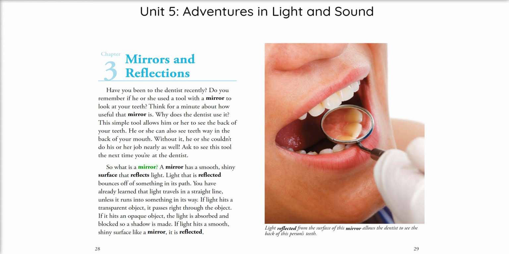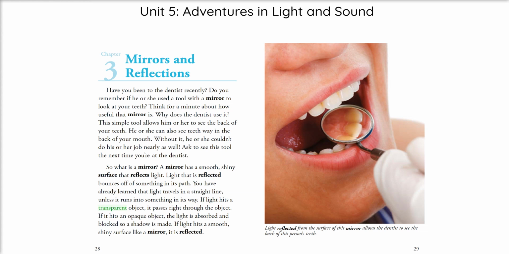So what is a mirror? A mirror has a smooth, shiny surface that reflects light. Light that is reflected bounces off of something in its path. You have already learned that light travels in a straight line, unless it runs into something in its way.